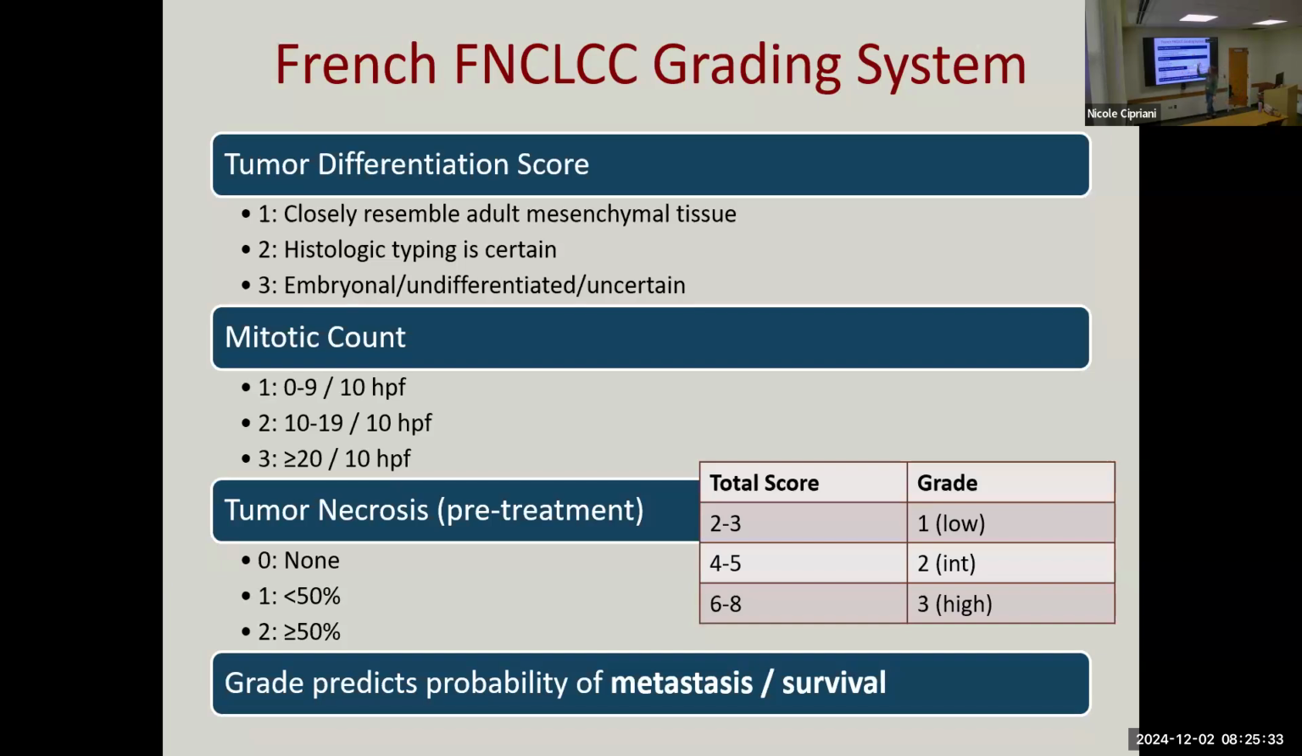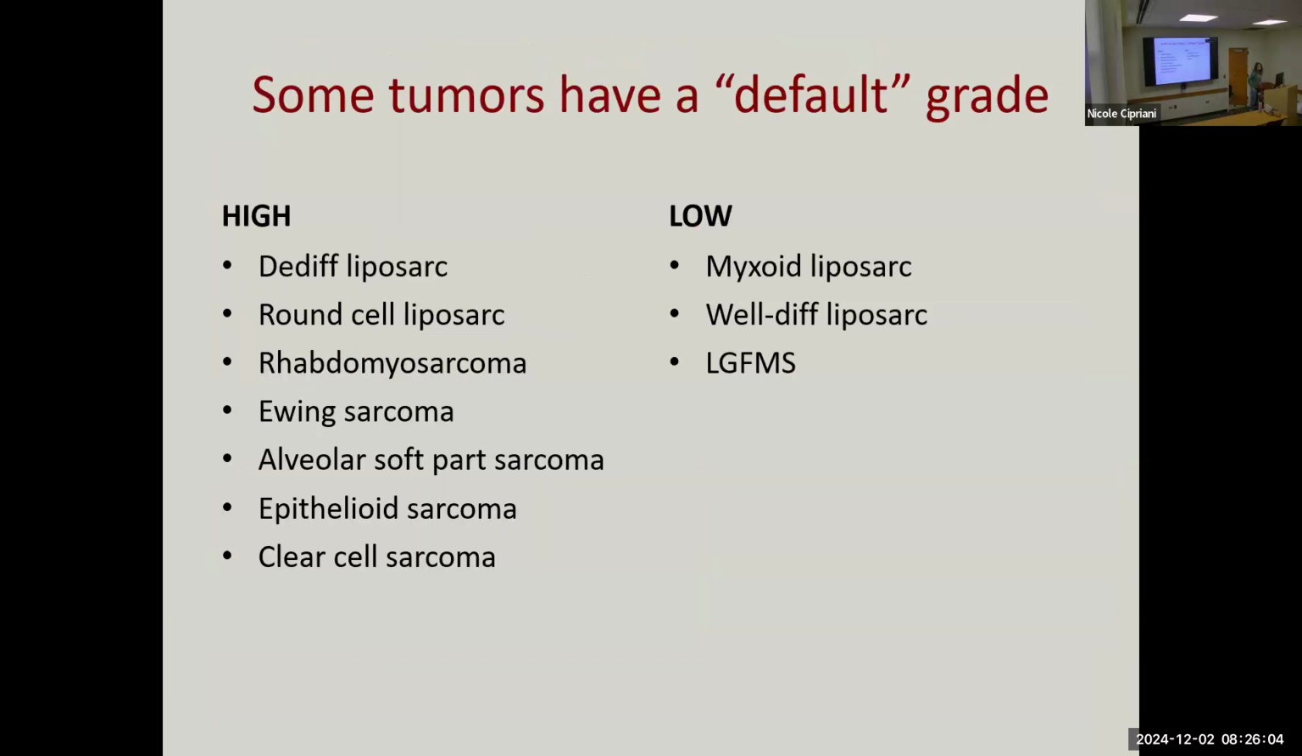Some tumors, if you can type them, already have differentiation scores. Otherwise, you sort of have to use your spider senses to figure out where it fits in. Grade predicts the probability of distant metastasis and long-term survival, right? Margins: local recurrence. Grade: distant recurrence and overall survival. So low, intermediate, and high, with intermediate and high generally being lumped together as clinically high for treatment purposes.